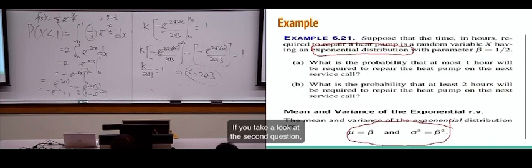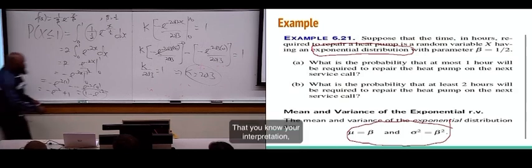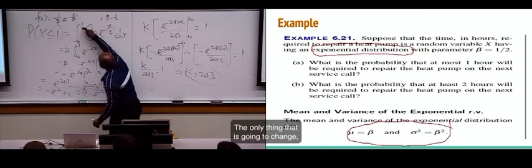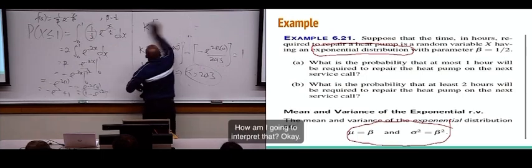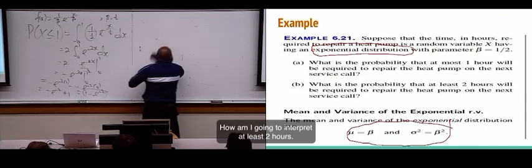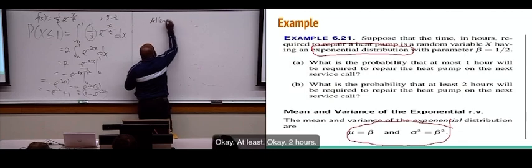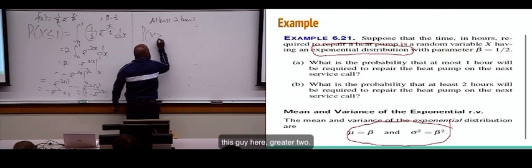If you take a look at the second question, what is the probability that it takes at least 2 hours? Your interpretation, you're still going to make use of this here. The only thing that is going to change is just the range. At least 2 hours: how am I going to interpret that? At least 2 hours is going to be this here.